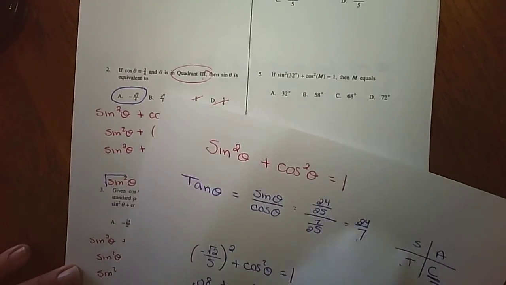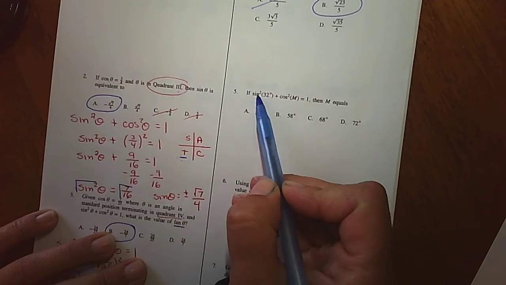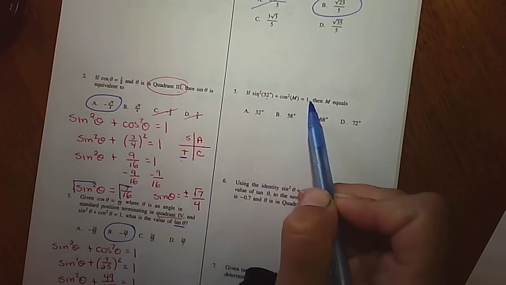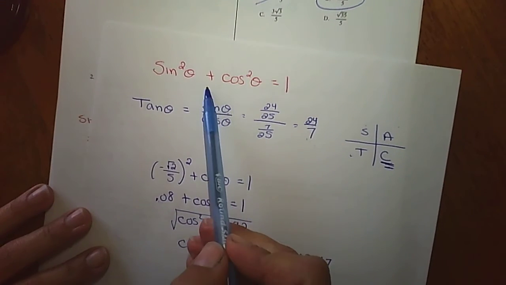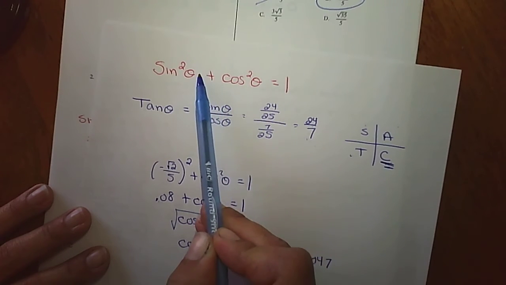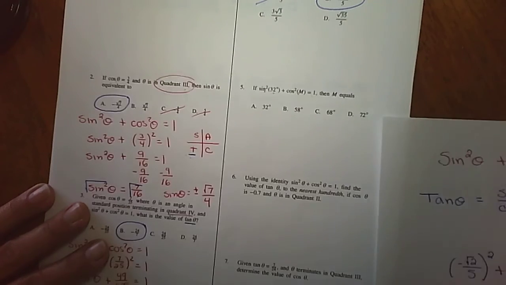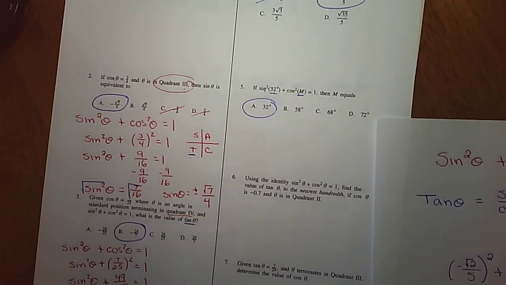Okay, next one, number 5, which is actually a quick one. Right, so let's take a look at this. Notice it says sine squared 32 degrees plus cos squared m equals 1. Then what does m have to equal? Well, guys, if you go back to your formula, sine squared theta plus cos squared theta equals 1. See how these are both theta? That means in order for it to equal 1, these have to be the same thing. So it's just 32 degrees.